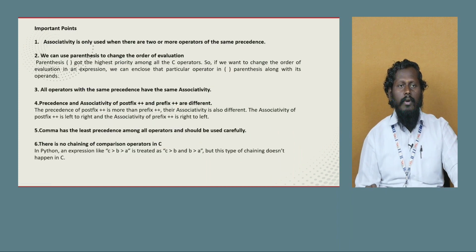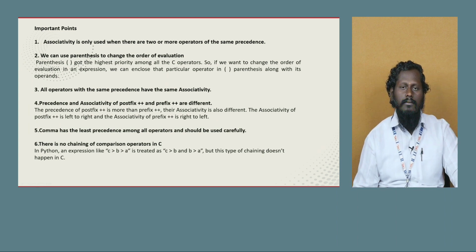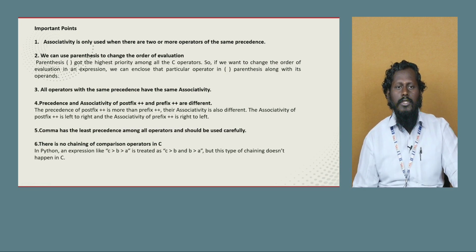And we have to know some important points about this. Associativity is only used when there are two or more operators of the same precedence in the same expression. So if the expression contains more than one operator having the same precedence, at that time we have to take care of the associativity. Next, we can use parentheses to change the order of evaluation. As I said earlier, parentheses have the highest precedence compared to the remaining operators. So if an expression has parentheses, they must be evaluated first. Later we can go with the remaining operators. All the operators with the same precedence have the same associativity. And the precedence and associativity of postfix and prefix are different. Postfix associativity is left to right, and prefix is right to left.